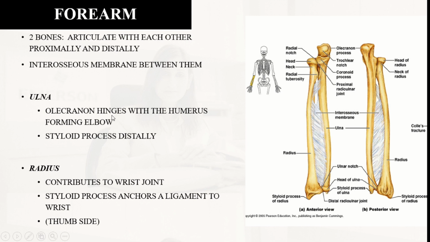The ulna: the olecranon hinges with the humerus, forming the elbow. Then the styloid process distally. Then the radius contributes to the wrist joint. Then the styloid process anchors the ligament to the wrist on the thumb side. So how do you know which is the radius? The radius is on the thumb side, then the ulna is on the little finger side.